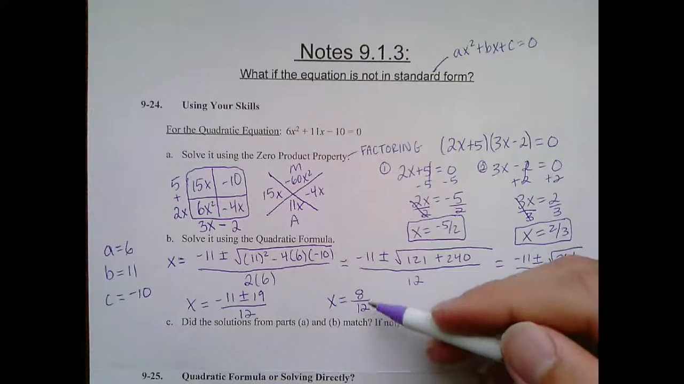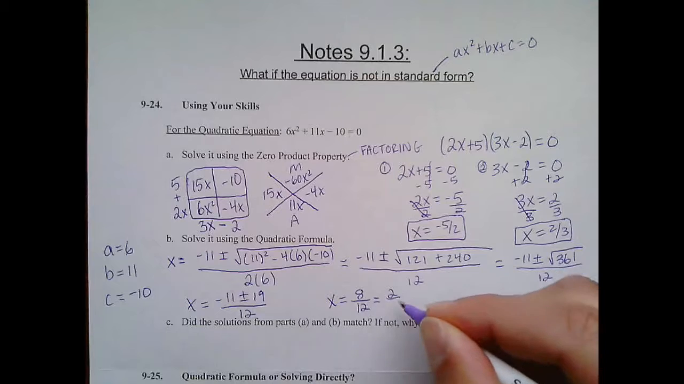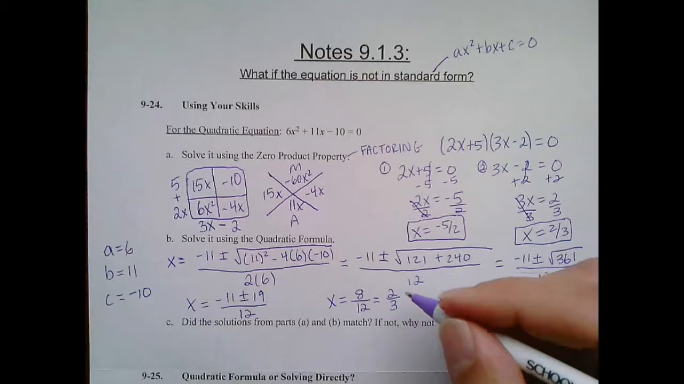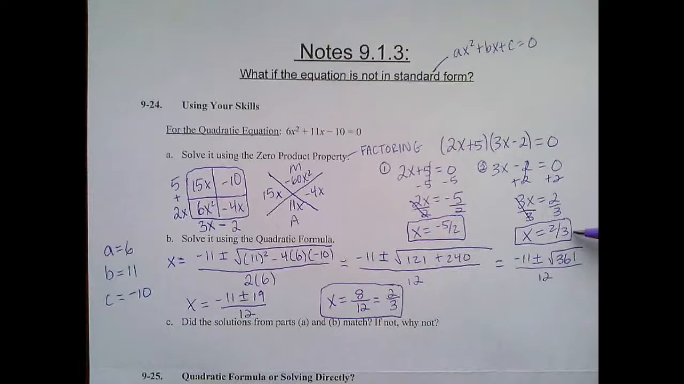Let's reduce it. The GCF of 8 and 12 is 4. 4 goes into 8 2 times. 4 goes into 12 3 times. So x equals 2/3 is one of our solutions, which does match one of the solutions that we had in part A. So I did the negative 11 plus 19.